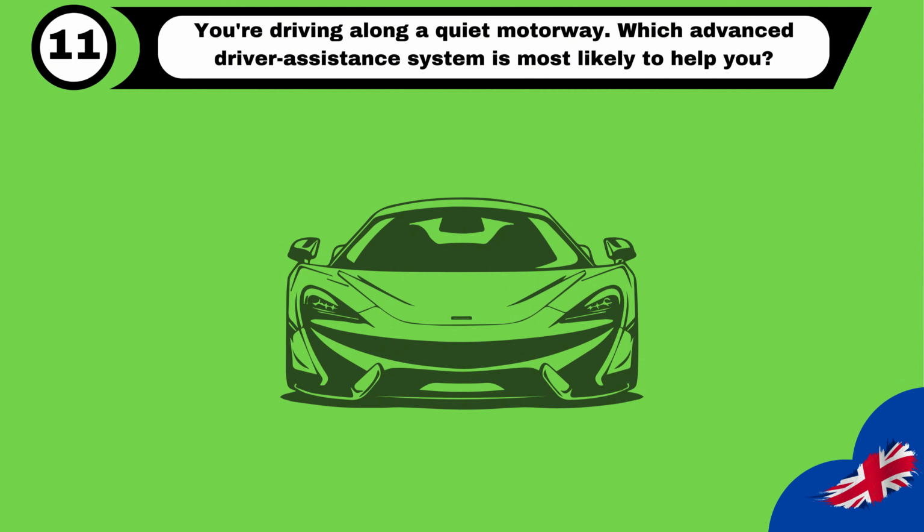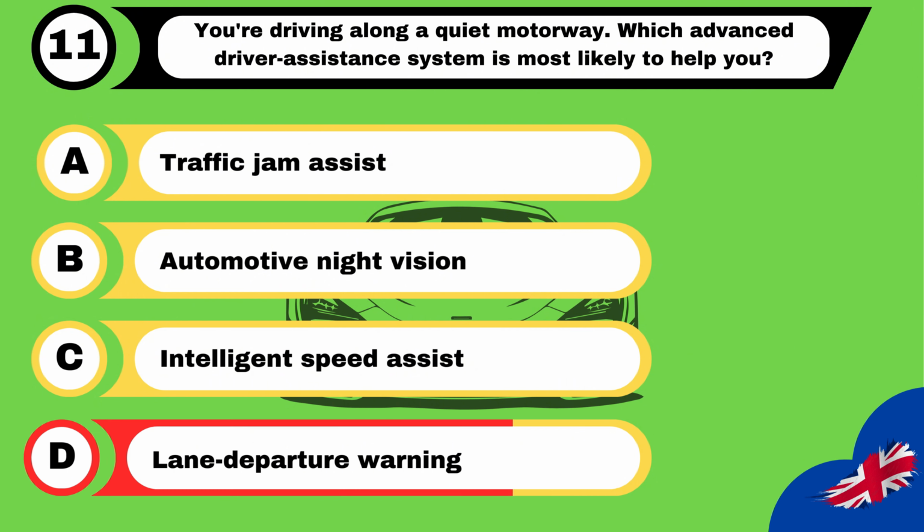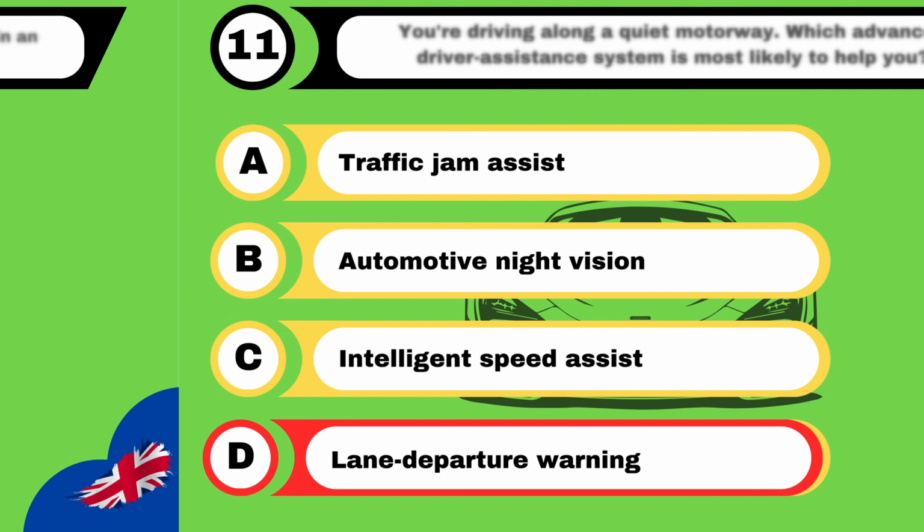Question 11. You're driving along a quiet motorway. Which advanced driver assistance system is most likely to help you? A. Traffic jam assist. B. Automotive night vision. C. Intelligent speed assist. D. Lane departure warning. The answer is D. Lane departure warning.